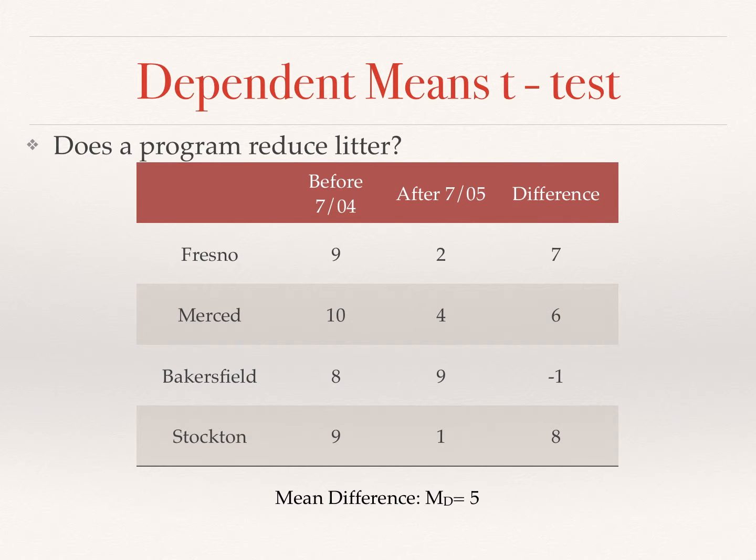These are all cities in California that are participating at 2 times. So what we're going to do is calculate those difference scores. So 9 minus 2 is 7, 10 minus 4 is 6, 8 minus 9 is -1, 9 minus 1 is 8. We'll add them all together, divide by 4, we get a mean difference of 5. So now these new values, 7, 6, -1, and 8, are going to be the values that we're going to use from here on out. We're no longer going to use that raw data. We're only going to use the difference scores.